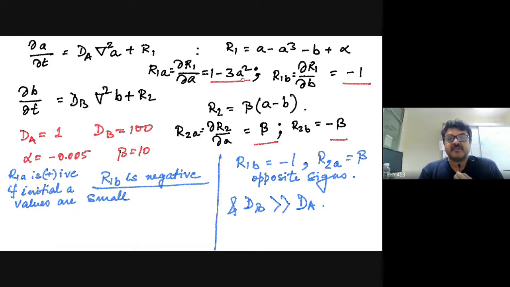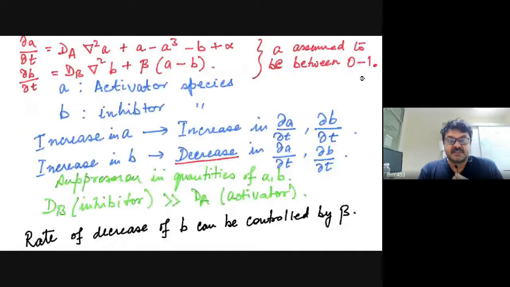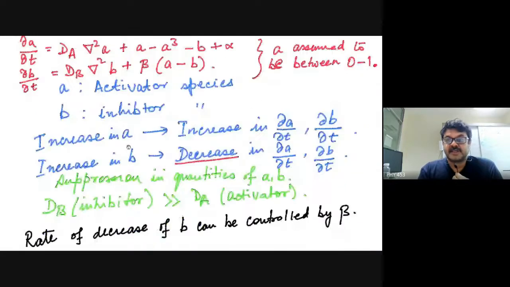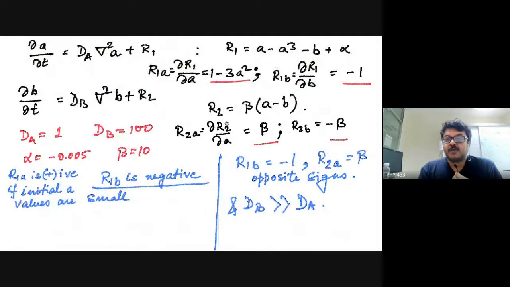see that if A is between 0 and 1, then R1A, if A is actually quite small, it's smaller than, yeah, because this has to be positive, then this is negative, which was the criteria, the first condition, essentially, right? R1A and R2B have to be, first of all, of opposite signs. So R2B is this, right? So these two have to be of opposite signs.